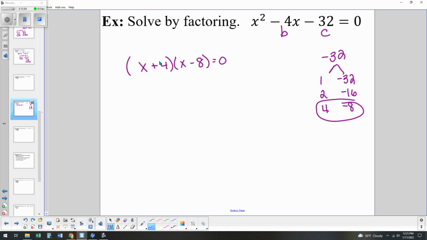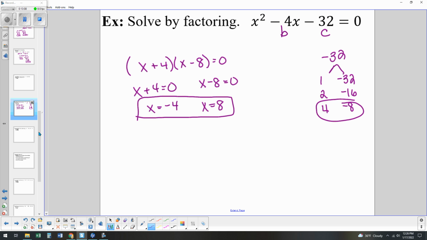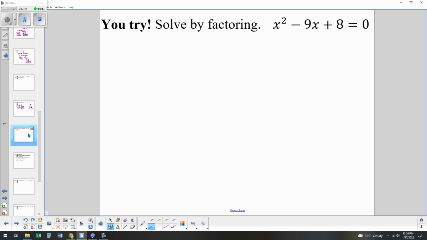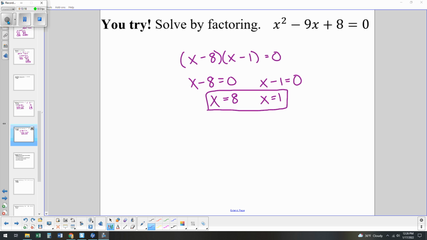So this is a little simpler, right? If x plus 4 equals 0, subtract 4, x is -4. And if x minus 8 equals 0, add 8, x is positive 8. All right, you go ahead and try this one, pause it, and you can check your answer. So here we know the factors are x minus 8 and x minus 1, and if I set each equal to 0, I get solutions of x equals positive 8 and x equals positive 1.